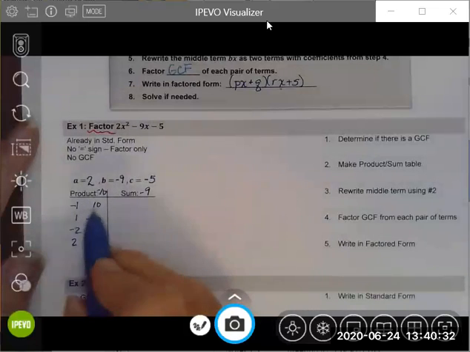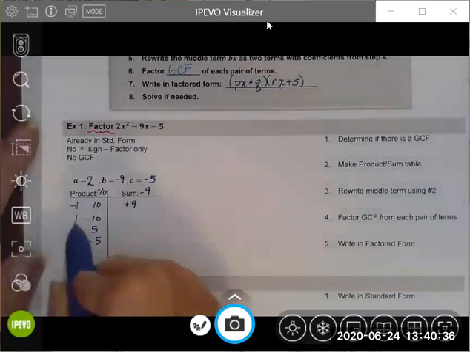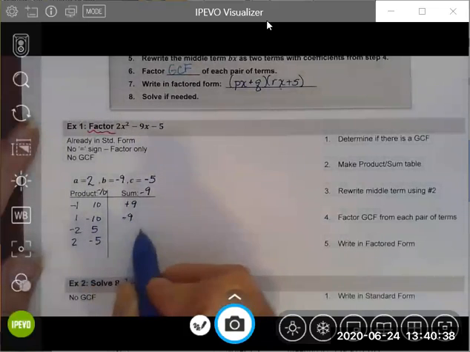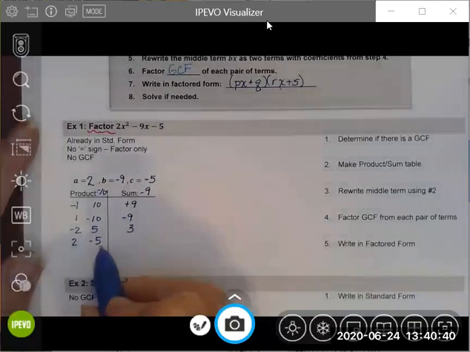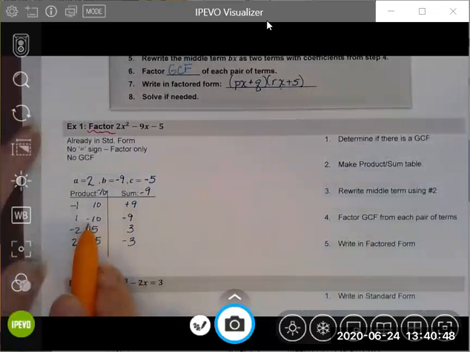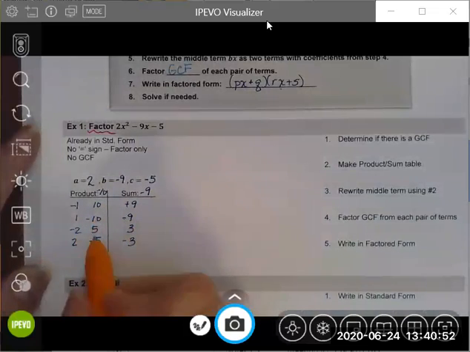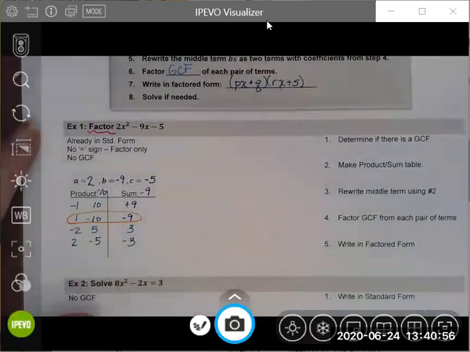If I add these two terms, here I would get a +9, here is my -9. This would give me a +3, and this would give me a -3. So I should be able to see which of these two factors, when multiplied, gives me -10, and when added will give me -9. And that is my magic pair.